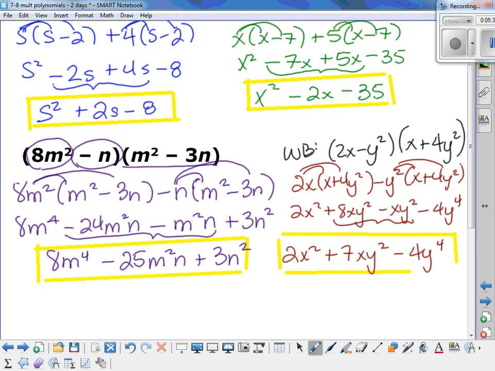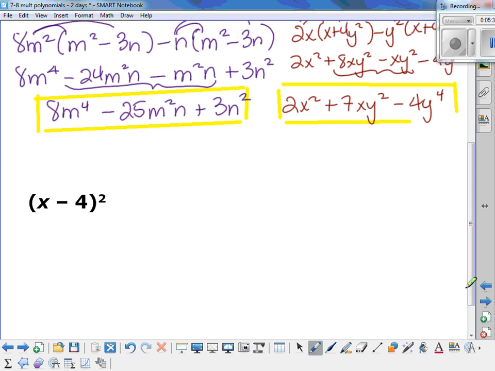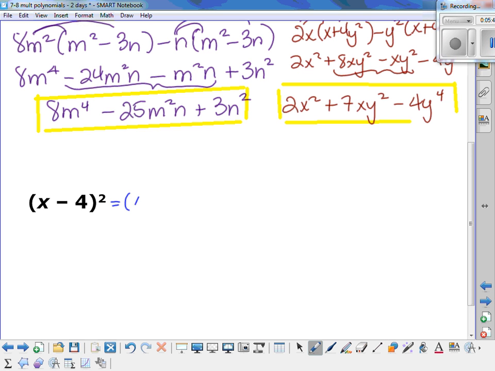Okay, this one's for your notes. All right, so now I have x minus 4, the quantity squared. You have to remember this is a binomial times a binomial, so it's not going to just be x squared minus 4 squared. It's not going to work out that way. You have to rewrite it as x minus 4 times x minus 4, and make sure you do the distributive property so you end up with all of your terms and you don't skip anything.